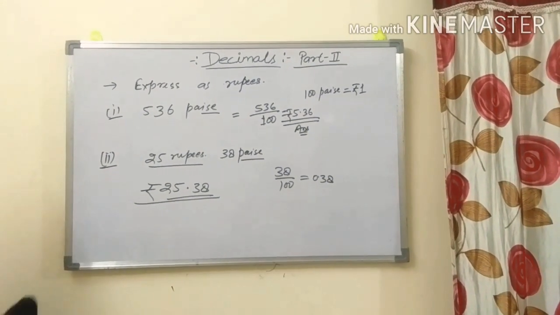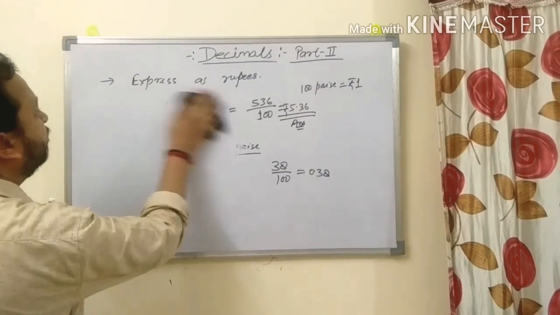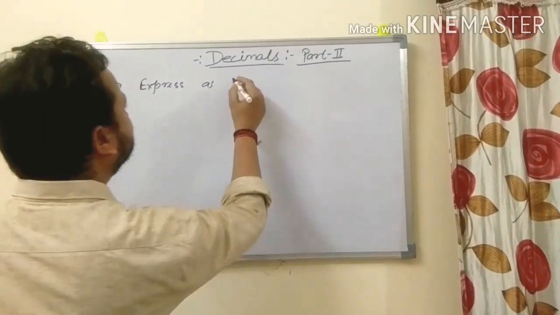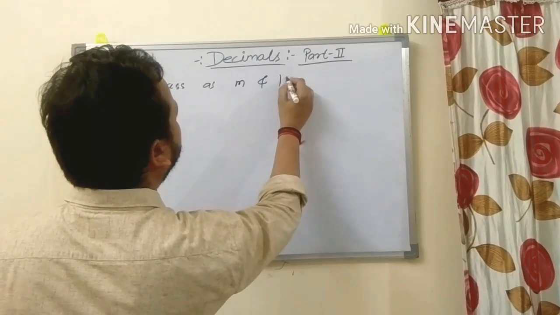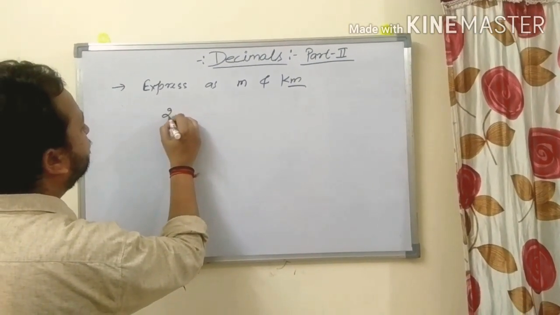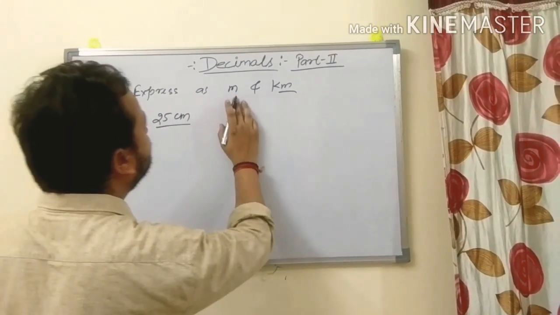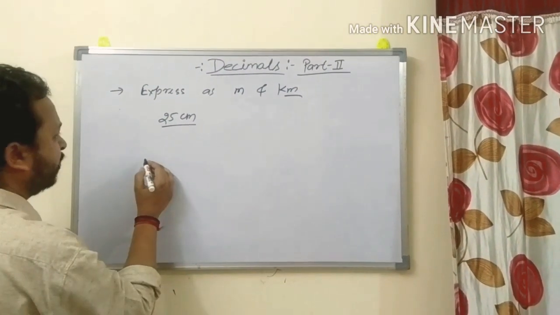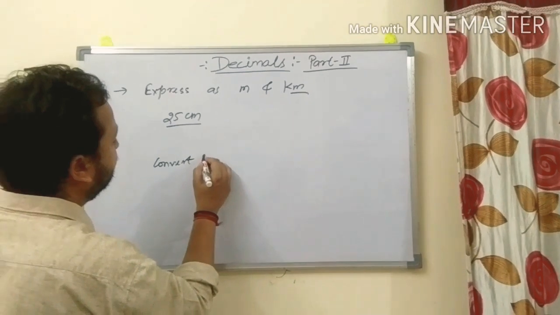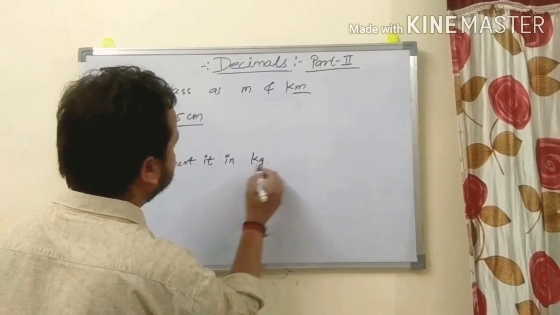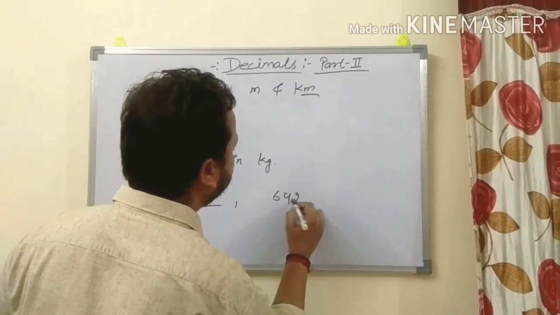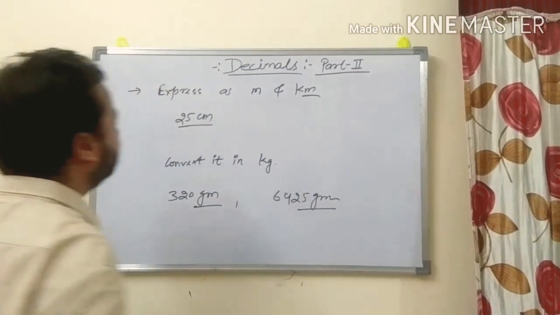And some more questions are there, like you have to express as meter and kilometer, right? Suppose this is given as 25 centimeter and you have to convert it into meter and kilometer, or the question is asked, you have to convert it into kg, given as 320 grams or 6425 grams, right?